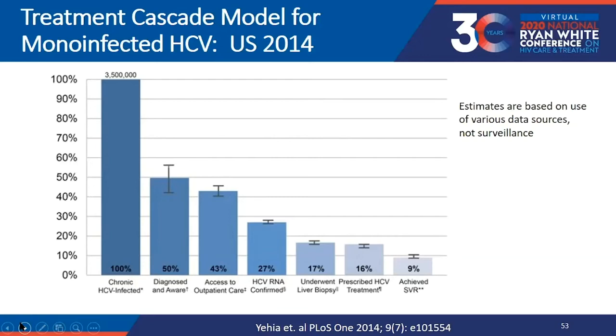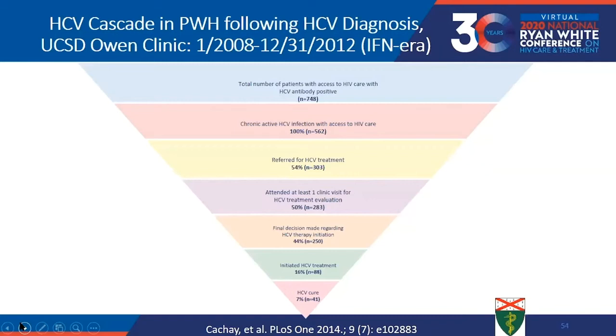Next slide. So how about for people with HIV and hepatitis C? Some early data, by Cachet et al. in San Diego in 2014, tried to estimate between 2008 and 2012, again more in the interferon era, how many people actually got cured. In this particular clinic, it was estimated that out of 748 people with access to care and a hepatitis C antibody positive, 562 had chronic infection, 303 got referred for treatment, and all the way down the line, at the end of this upside down pyramid, only 7% had been documented to have achieved cure for their hepatitis C.